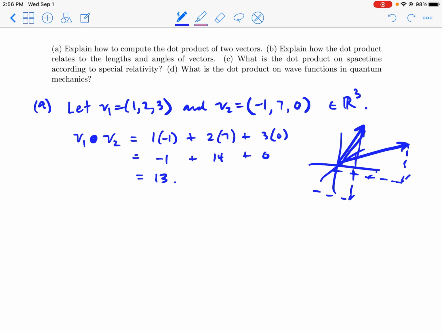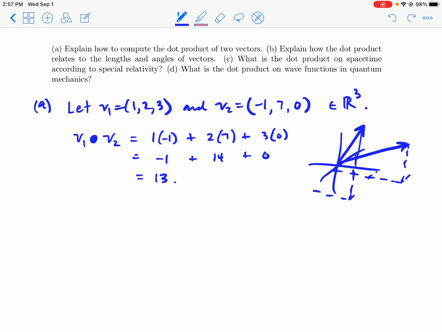Well, it's positive, and so these two vectors would point in somewhat the same direction. If this dot product were -13, then the vectors would be pointing in opposite directions, or at somewhat opposite directions. If this dot product were 0, then they would be pointing perpendicular, at a 90-degree angle, or normal to each other. But anyway, those are just words.